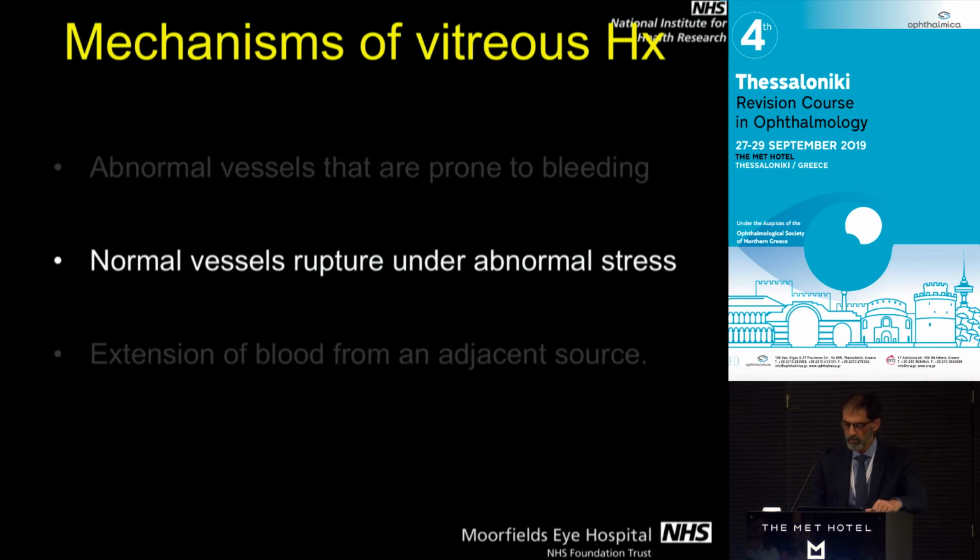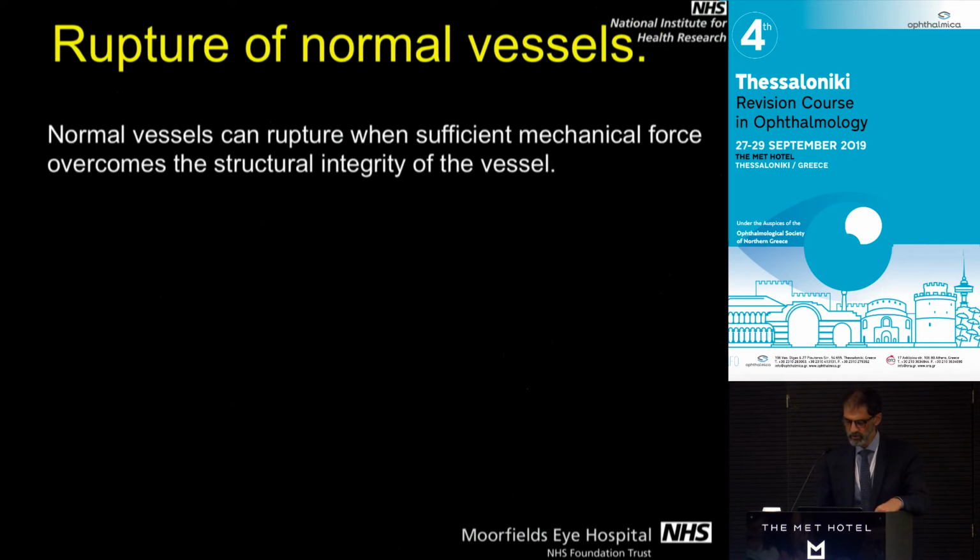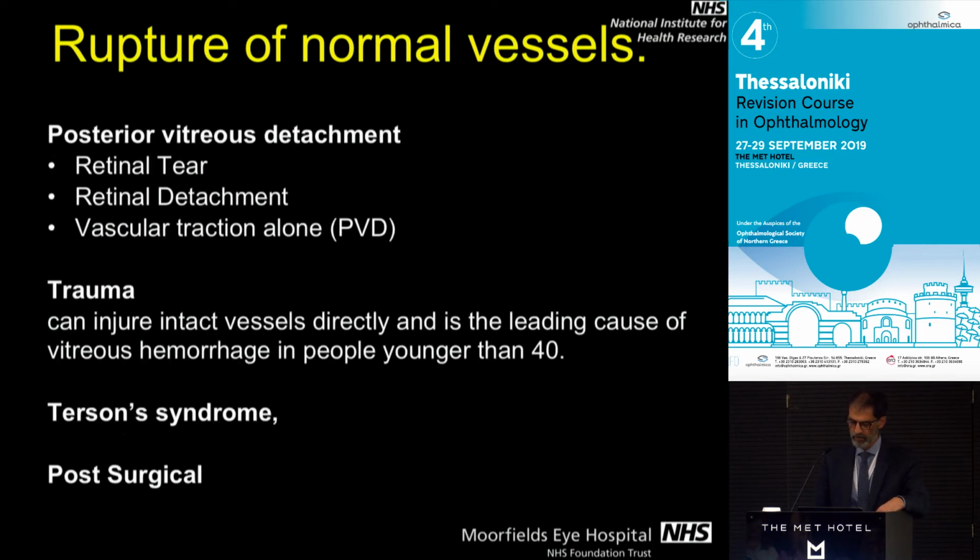The second one is normal vessels which rupture under abnormal stress. They can rupture when there's sufficient mechanical force, and this is retinal tears. We're most familiar with that. Retinal detachment, which goes with retinal tear, and vascular traction alone from posterior vitreous detachment. The second biggest cause is trauma, although it's less common than PVD. Terson syndrome is a bit rarer, and post-surgically.